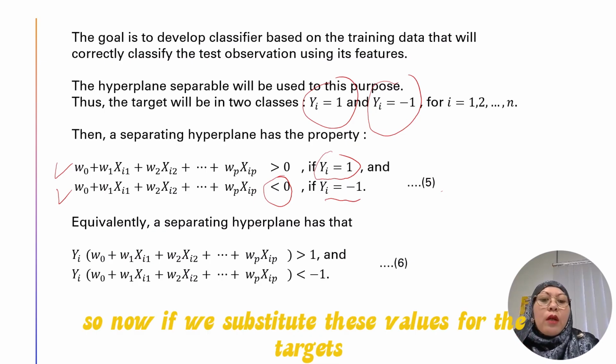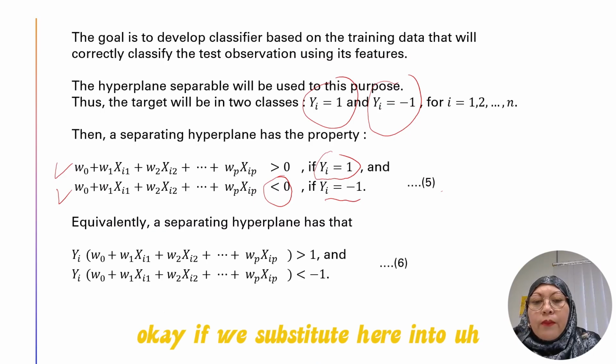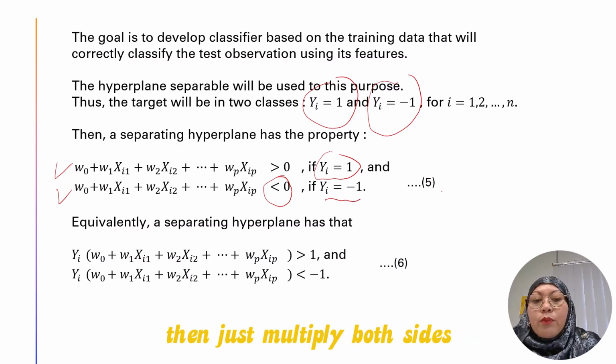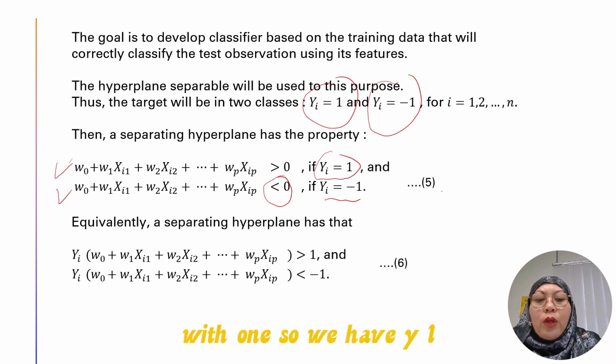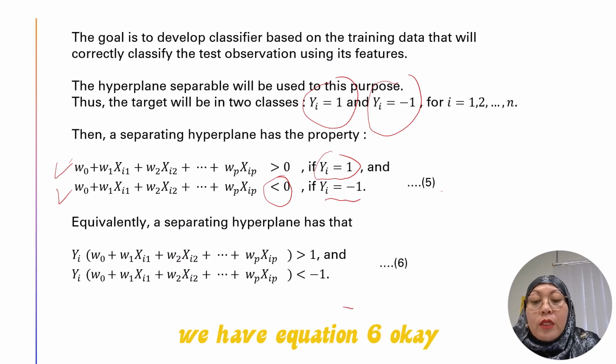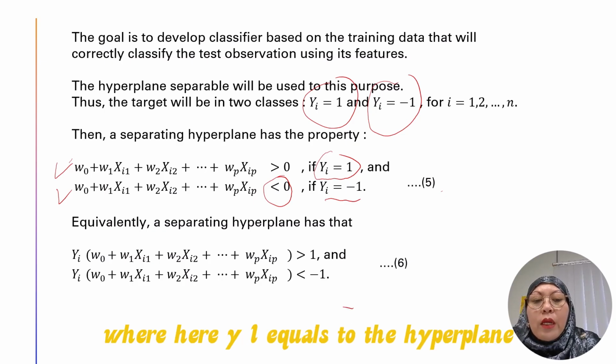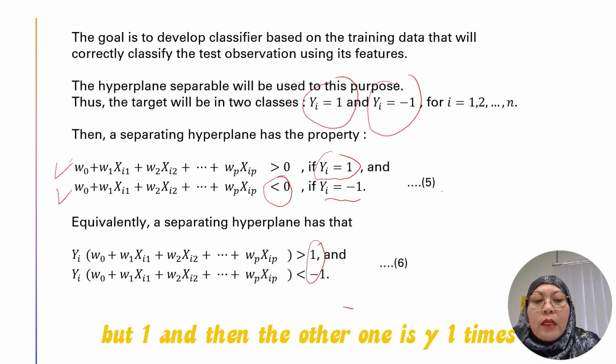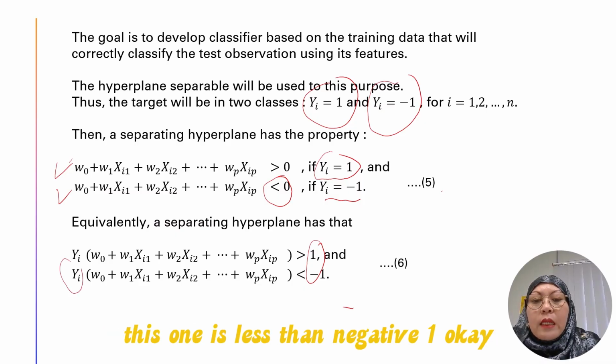Now if we substitute these values for the target into this equation and multiply both sides accordingly, we have equation 6, where yi times the hyperplane is greater than 1 now, not 0 anymore but 1, and the other one is yi times this one is less than -1.